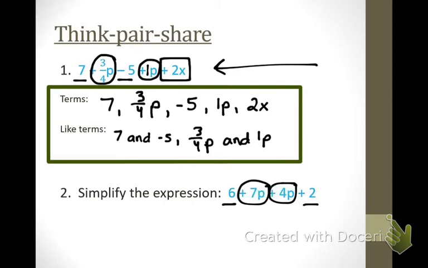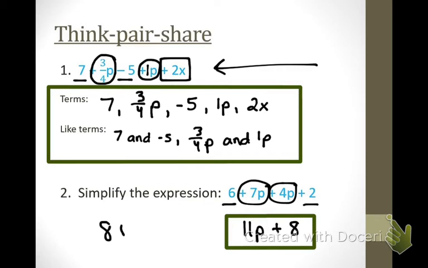What's 7p plus 4p? 11p. I want that part first. Now combine the constants. You get plus 8, and that is your answer. Can I combine the p family and the constant family? No. If you switched the order and instead you put 8 plus 11p, please erase it and fix it. You always want to put the variable term first and the constant last.